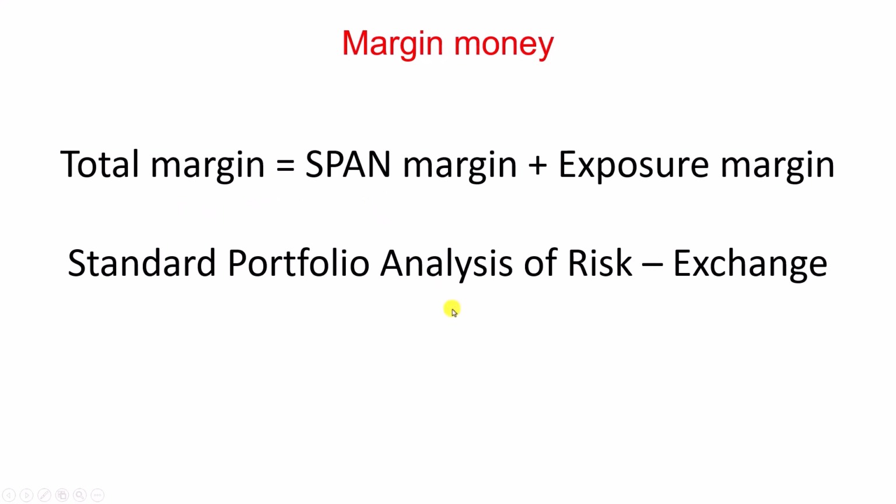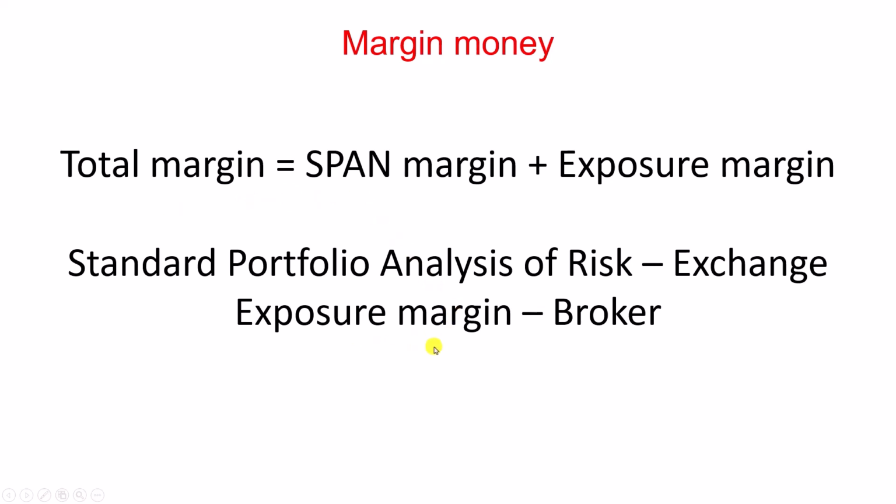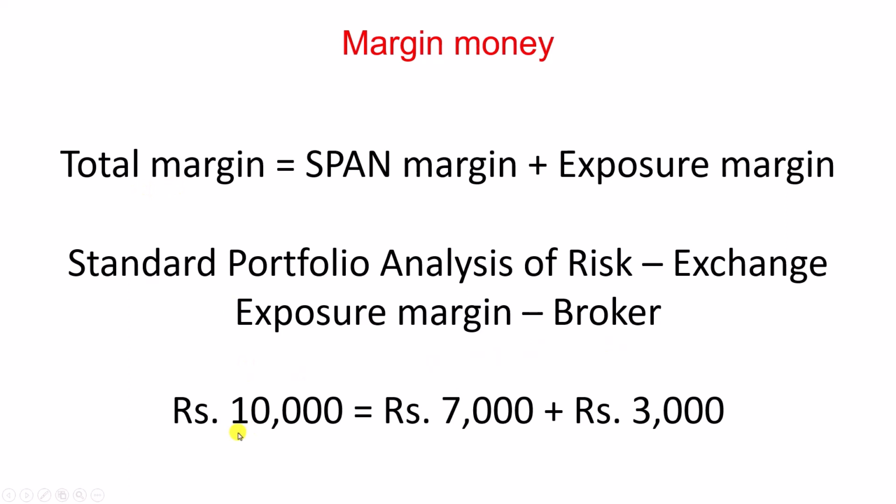Then the exposure margin is the amount that is held by the broker, just to keep him safe because of the fluctuation of the price. So let us take an example. If the total margin is 10,000 rupees, then it is made from two components. One is span margin and one is exposure margin. So span margin is the requirement of the exchange. The exposure margin is the requirement of the broker.